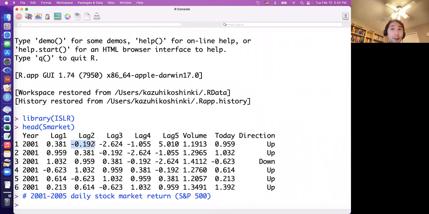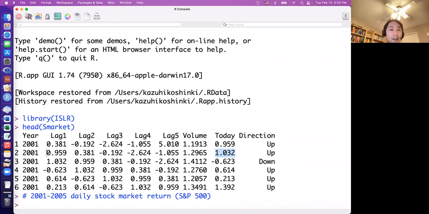And this is the daily return 2 days ago, and 3 days ago, 4 days ago, and 5 days ago. So if this is, for example, January 2nd, then this return is probably December 30th, maybe, when we skip the holidays and the Saturdays and Sundays. And this is the stock return on maybe December 29th, and this is 28th and 27th or something like that. And this is the return for the next day, maybe January 3rd.